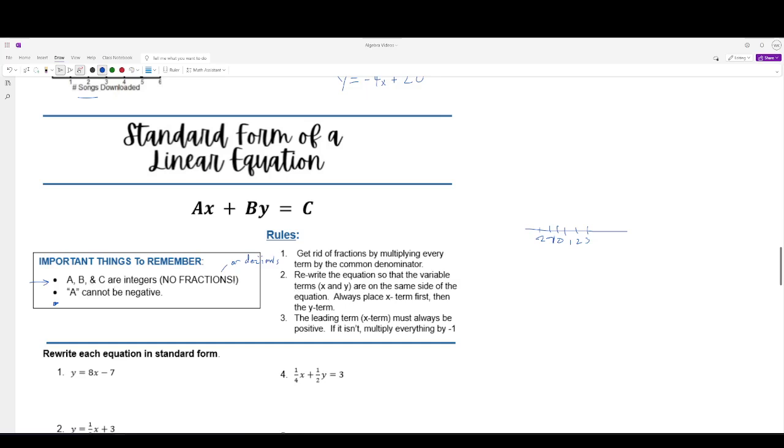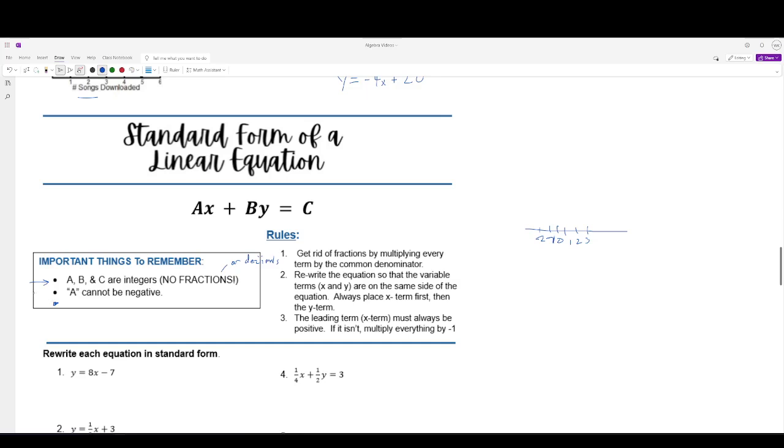So a, b, and c must be integers, meaning if they are fractions, for example, a slope, we need to multiply by a denominator across the board to make everything into whole numbers or not fractions.